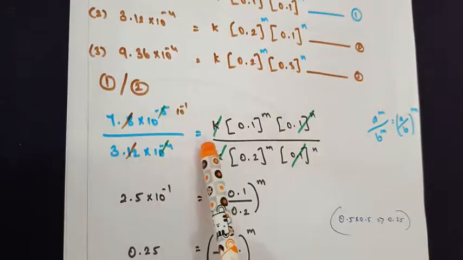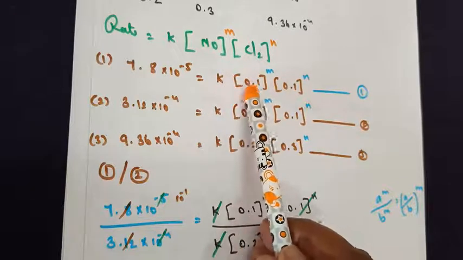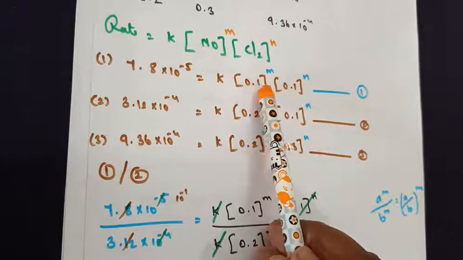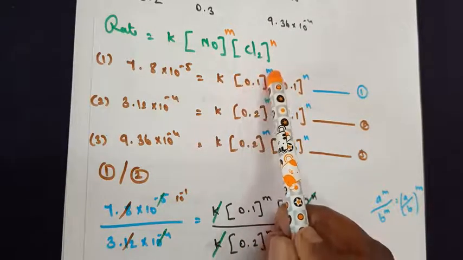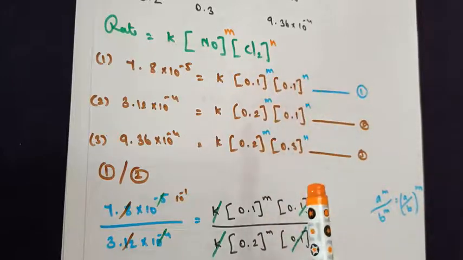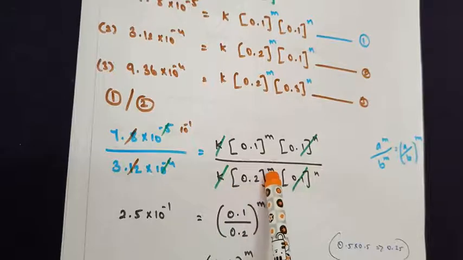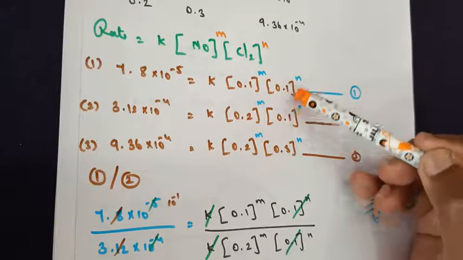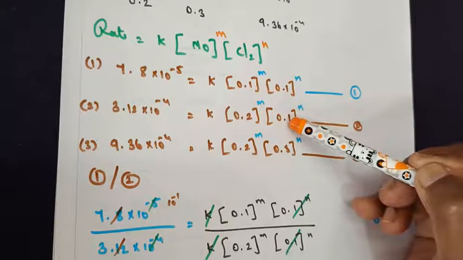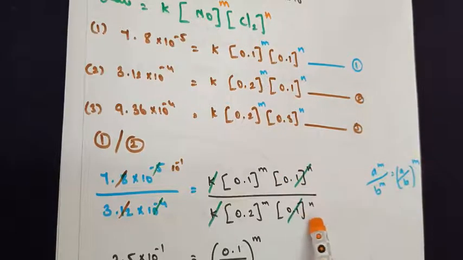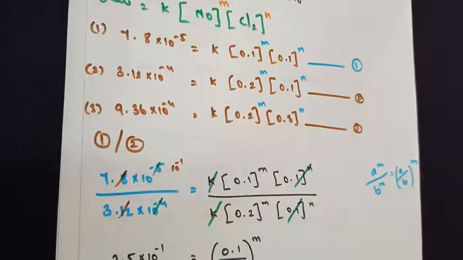I am just writing this equal to K into the concentration of NO, that is 0.1 to the power m, into 0.1 to the power n, by K into 0.2 to the power m, by 0.1 to the power n. This is what I told you. Since in both places the value of n is the same, the full term goes out. K and K can be scored out. 10 to the power minus 5 and 10 to the power when it goes out, you will have 10 to the power minus 1 as the answer.